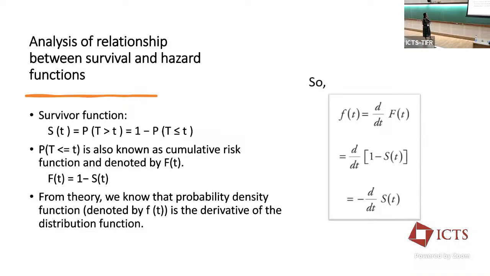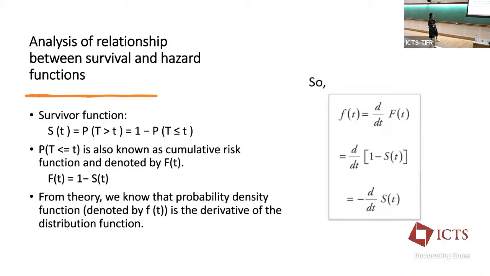So we can say F(t) is equal to 1 minus S(t). We just rearrange the formula, we get F(t) is equal to 1 minus S(t). From theory, we know that the probability density function, denoted by f(t), is a derivative of the distribution function. So we can say that f(t) is equal to d/dt of this capital F(t), which is also equivalent to 1 minus S(t), and of course d/dt of this is 0 minus d/dt of S(t).